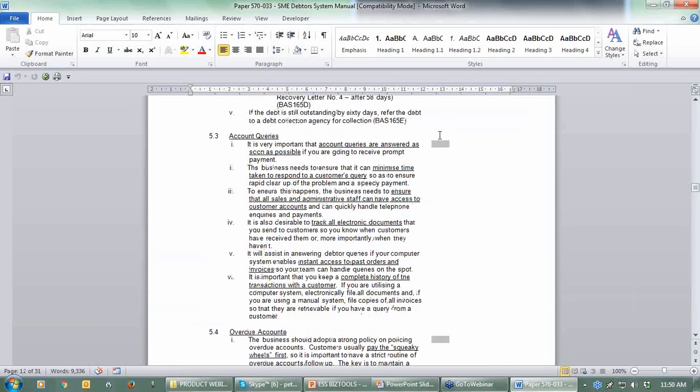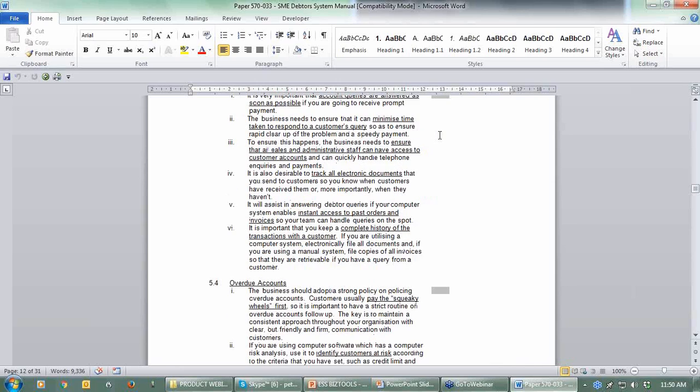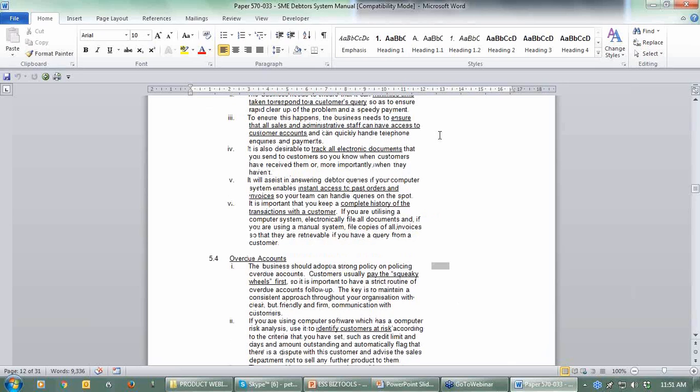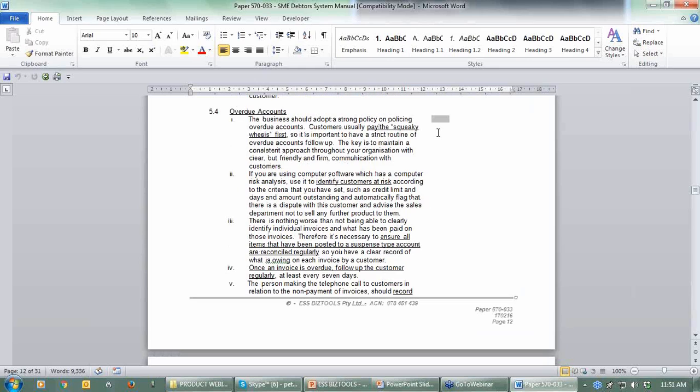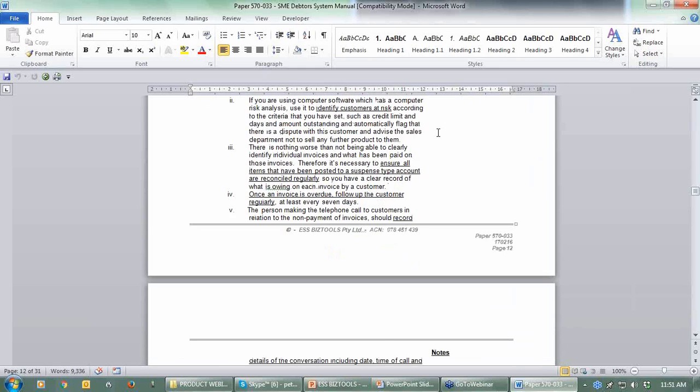We have some notes there to assist the person handling debtors, what they do about account queries. These should be given priorities because in most cases the customer will not pay until those queries have been answered. And what to do with overdue accounts.